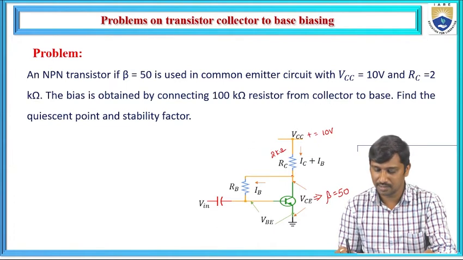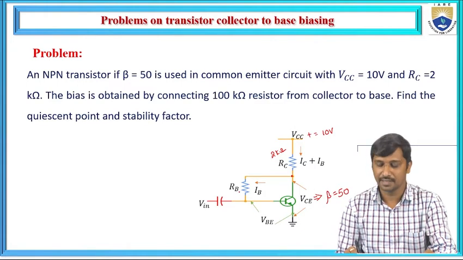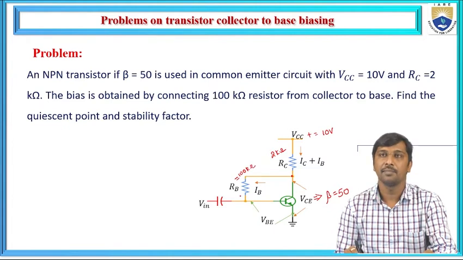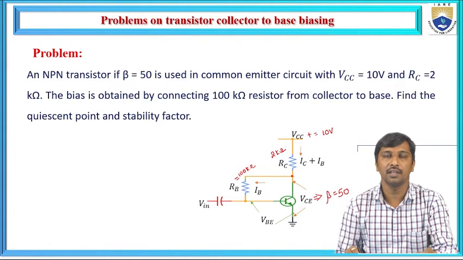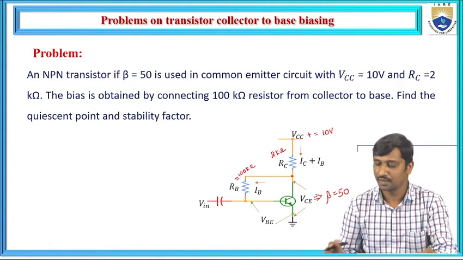So this is the collector node. Collector to base, a resistor is the bias. The biasing resistance is called the base resistance, and the base resistance value is 100 kilo ohms. Based on this biasing method, we need to find out the operating point and stability factor.